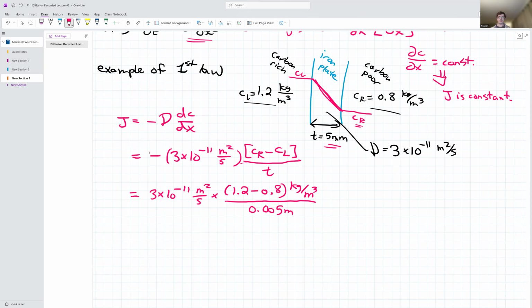And what we get is, well, we need to plug into a calculator. Let me just do that real quick. So I have 3 times 1.2 minus 0.8 divided by 0.005. So it's 240 times 10 to the minus 11.